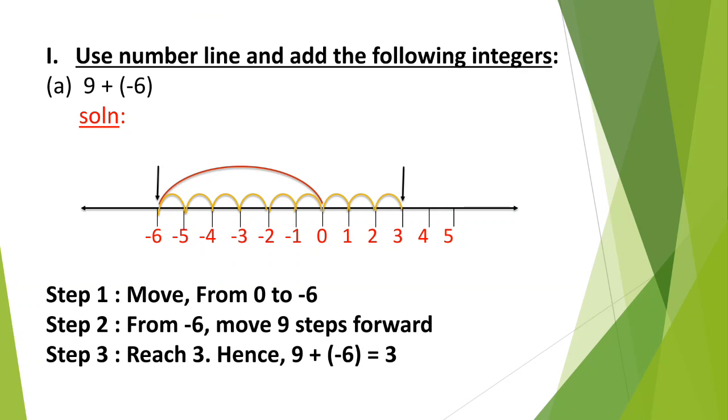Once again I repeat, listen carefully. First I am taking minus 6. For all the sums we have to move from 0. From 0 we are moving to minus 6. After that, 9 is a positive integer. If we have a positive number, we have to come forward. In case of a negative integer, we have to go backward. Now from 0 to minus 6, then from minus 6, we are moving 9 steps forward and then reach 3. That is your final answer.